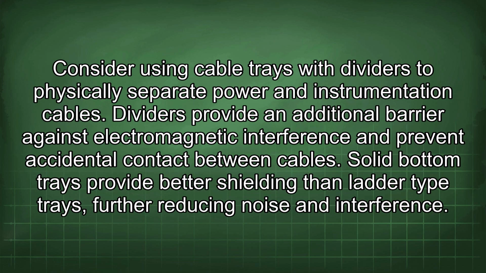Consider using cable trays with dividers to physically separate power and instrumentation cables. Dividers provide an additional barrier against electromagnetic interference and prevent accidental contact between cables. Solid bottom trays provide better shielding than ladder-type trays, further reducing noise and interference.